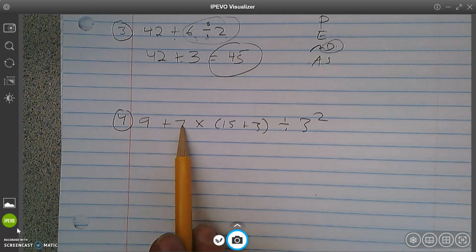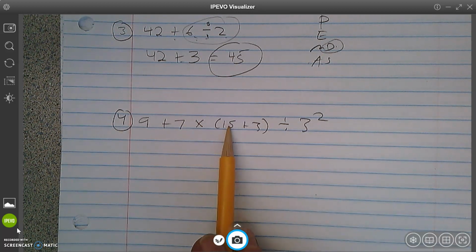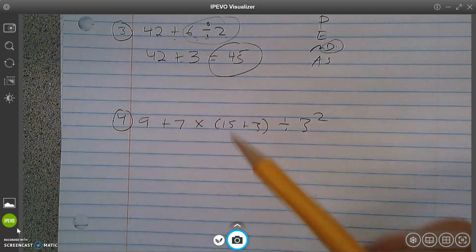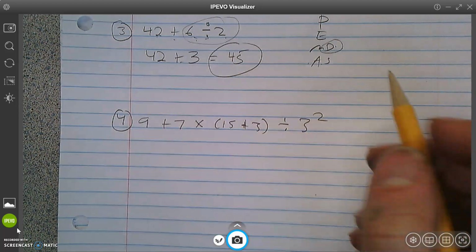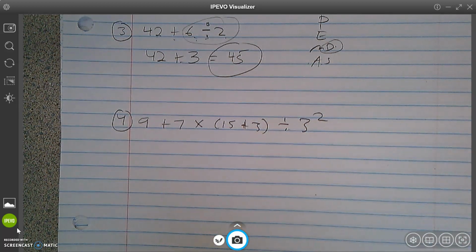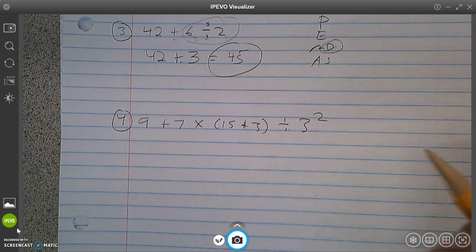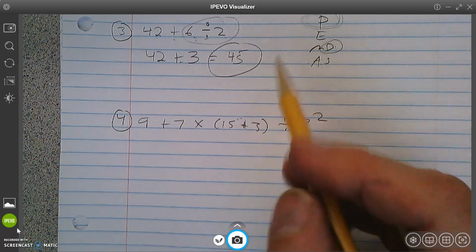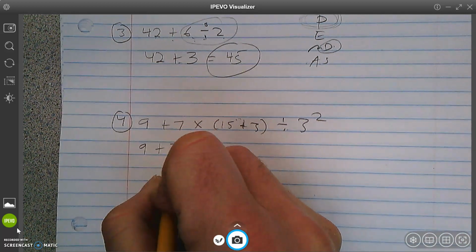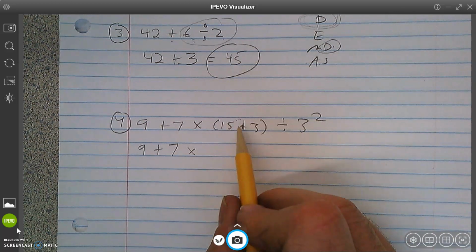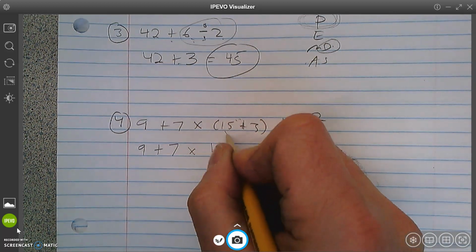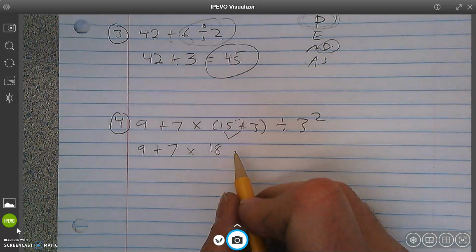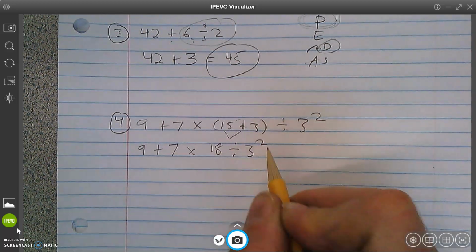Number 4, 9 plus 7 times, in parentheses, 15 plus 3, divided by 3 squared. Ready, set, go. Okay, let's see what you got. Okay, step by step. So obviously I'm going to do parentheses first. I got parentheses right here. 9 plus 7 times 15 plus 3 is 18. So that's 18 divided by 3 squared.